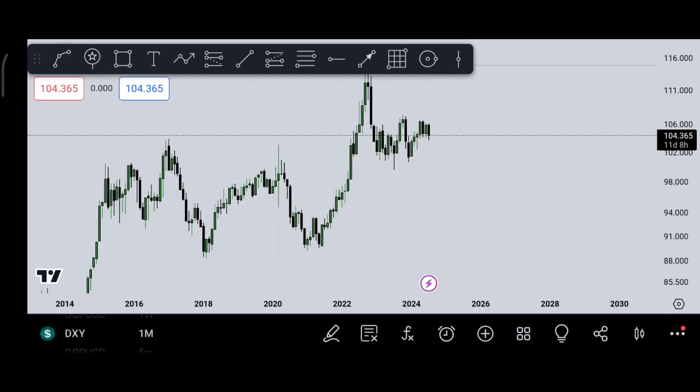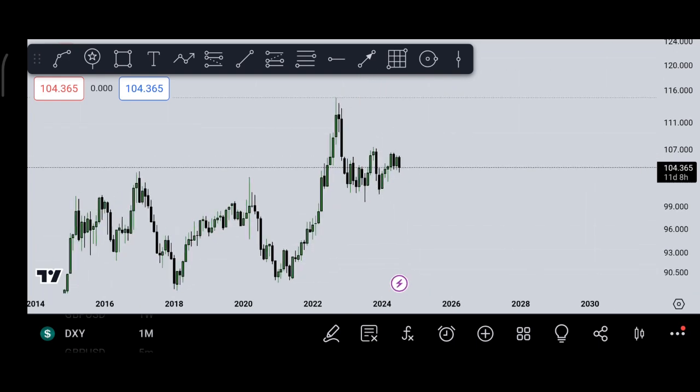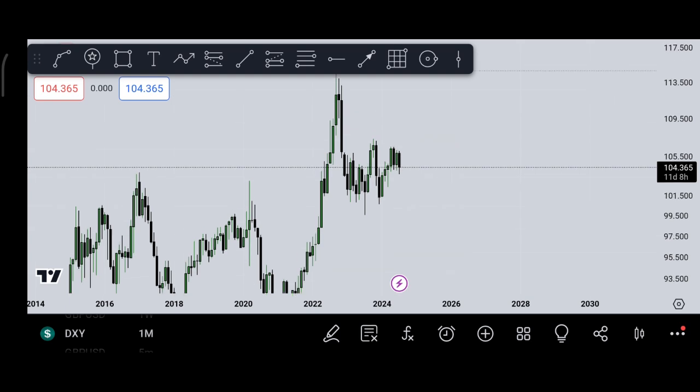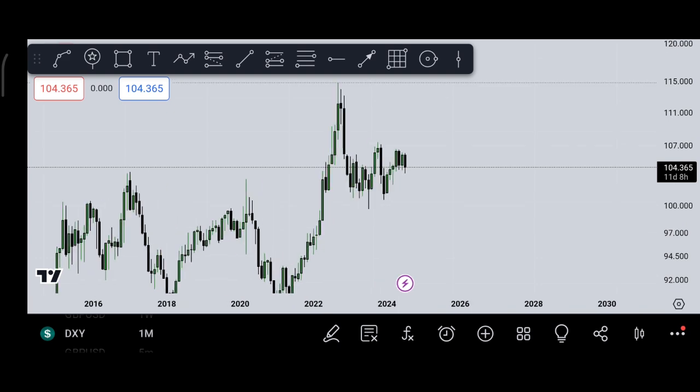So let's start with DXY. Normally I use DXY to know the direction of other pairs. It's like a backup for me. I analyze DXY to help me with the direction of other pairs, because I mostly trade GBPUSD. So if DXY is going to be bullish, I will be going short on GBPUSD.